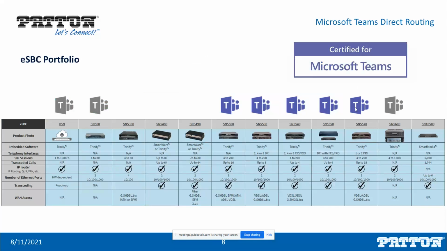So here is the ESBC portfolio offered by Patton. I will not go into the details because Johnny will give you the details about particular model numbers by the end of our presentation. This table can be a little bit overwhelming because it really shows the entire portfolio of what we have. What I would like to point out are the columns with the purple Teams logo. Those products are certified with Microsoft.